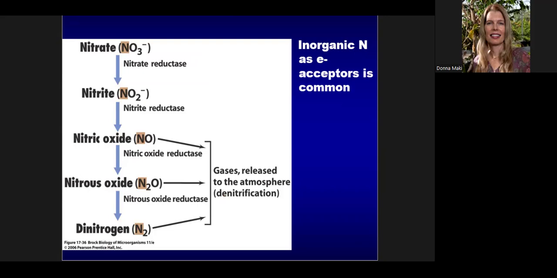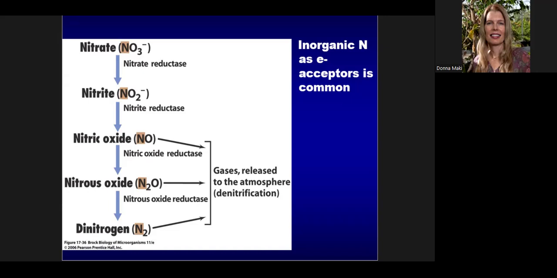And once nitrate accepts electrons, then it gets converted to nitrite. And some microbes just stop there, like that's all I can do. I don't have any other players in the game that I've evolved, so I just stop there. So you're going to test that in lab. And then some microbes say, well, I have further electron transport chain players in the game where I can just keep running and going and going.